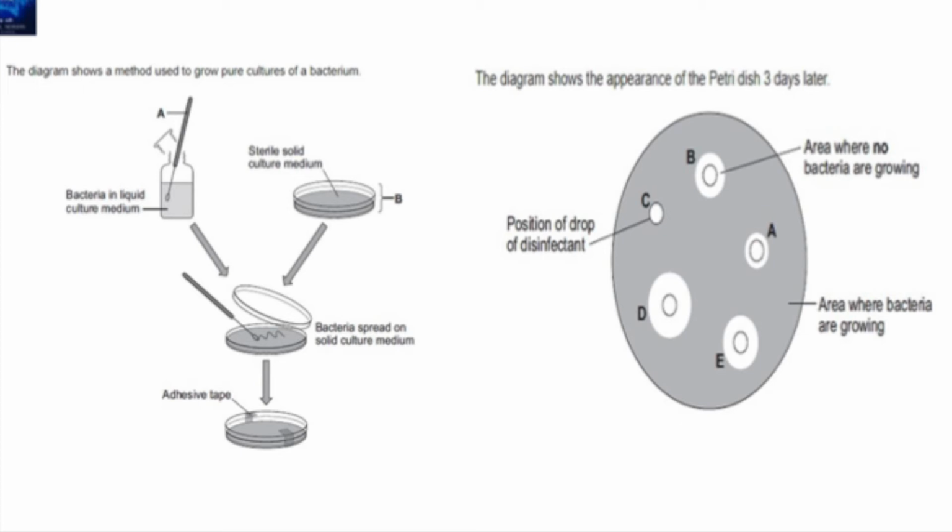Name apparatus A and B. Oh, so A is the stick. I cannot remember what the stick is called, and that means I'm not going to get my mark. What's B? B is the agar plate. Yeah, so B is the agar plate or Petri dish. What is A? Begins with an I. I'm never going to remember. An inoculating loop. You better remember that one, guys. So A is an inoculating loop or an inoculating wire.